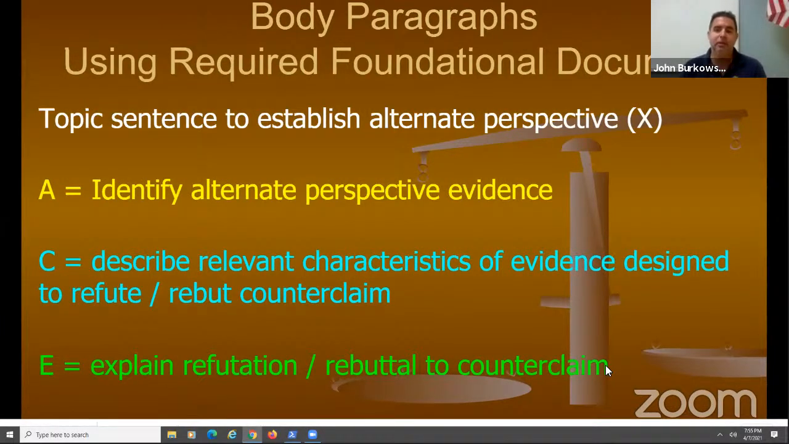It is in regards to bringing in evidence for the alternative perspective. You want to make sure that you demonstrate to the reader this is why they're wrong, or this is how I'm going to refute or rebut them. And you always want to use specific evidence in your body paragraphs. Always be specific.